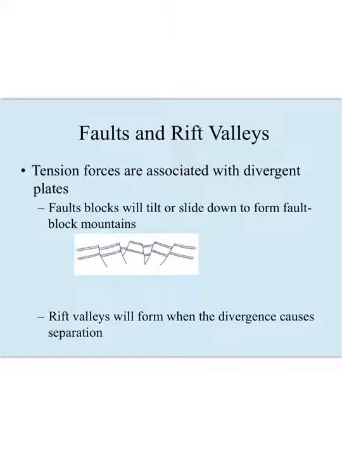We also get fault blocks, which is when the rocks tilt or slide down to form fault block mountains. So these rocks, at one point, the lines you can see used to all be together, but now they are broken and they slid down. Rift valleys will form when the divergence causes separation. A rift valley is a section of the rock that drops downward to form a big valley.